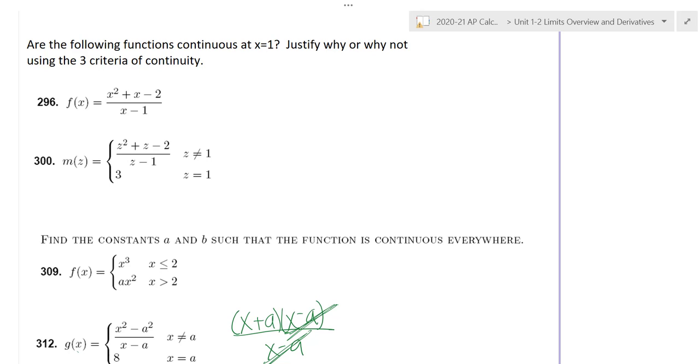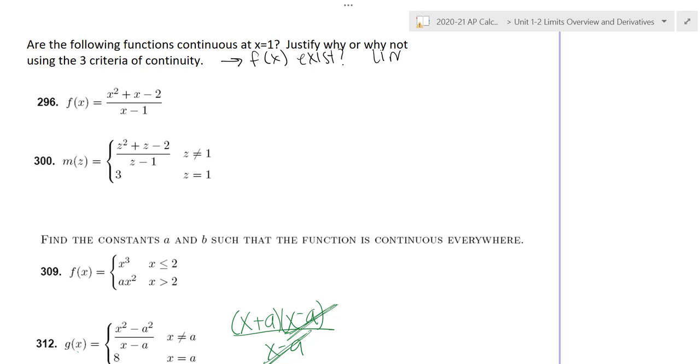Let's look at these next guys right here. Are the following three functions continuous at x equals 1? Justify why or why not using the three criteria of continuity. We'll talk about those three criteria when we get there. The three criteria of continuity are literally like, does f of x exist? Right, so that's one criteria.